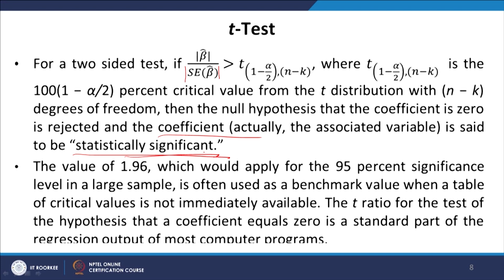So, most computer programs actually provide the t ratios with the regression results, and for a large sample, since the t distribution approaches the standard normal distribution, we can use 1.96, which corresponds to the 5% significance level of the standard normal distribution, as also the 5% significance level for the t distribution, provided my sample is large enough.